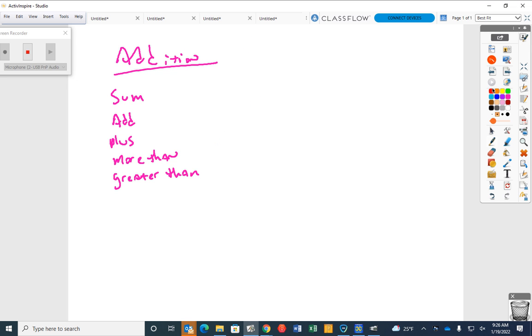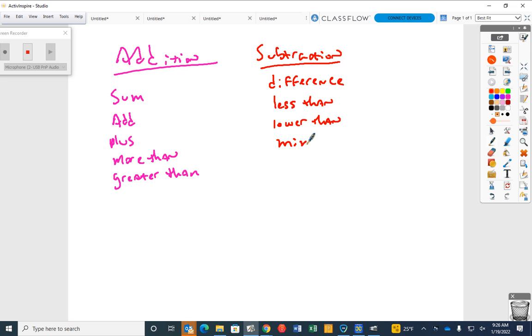Okay, so let's look at subtraction. What are some words that we associate with subtraction? Difference, very good. What's another one? Less than. Lower than, yeah, kind of the same thing. What about minus? Okay, I kind of understand that.